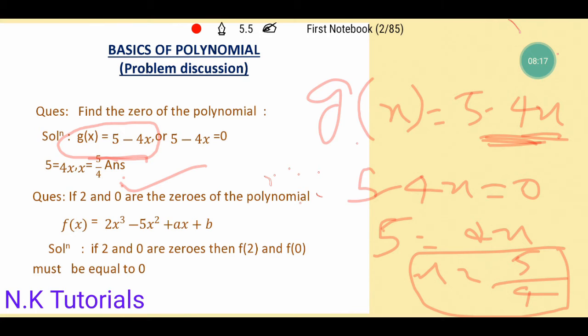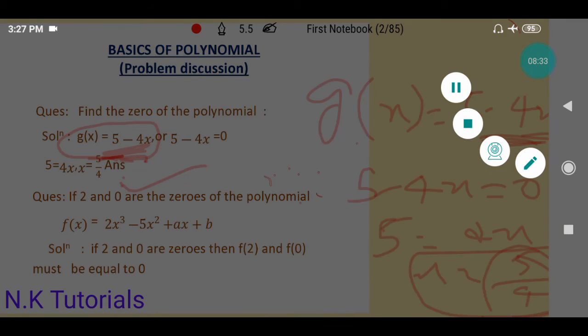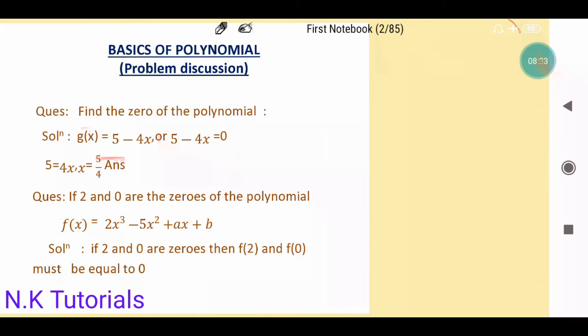Okay, so we have find the value of, so we can say here 5 by 4 is the 0 of 5 minus 4x. Okay, this is how the next question has been dealt. I don't think you have any doubt till right now. If you have, then you can drop it in the query box, in the comment box.